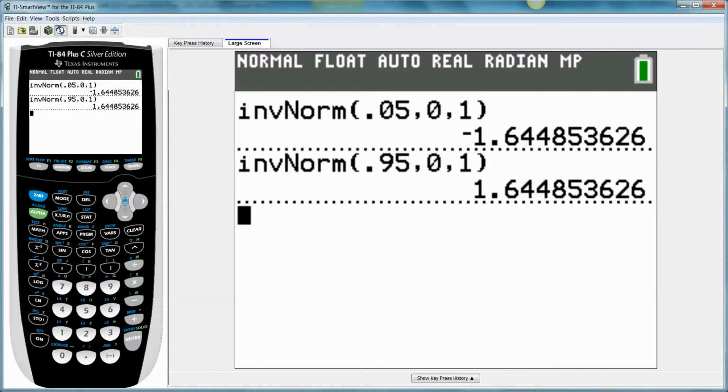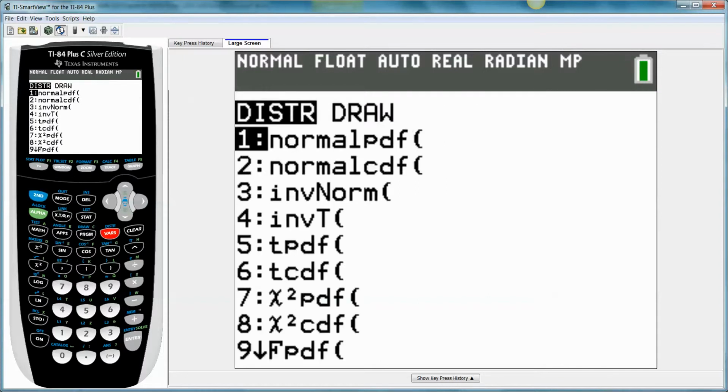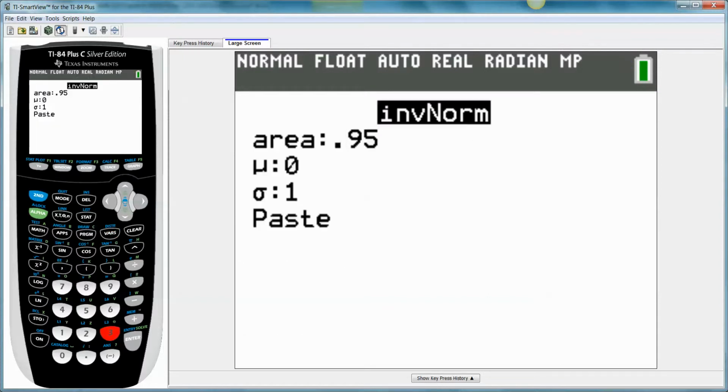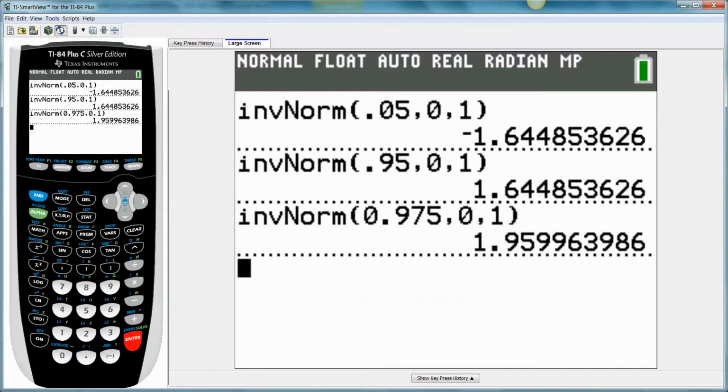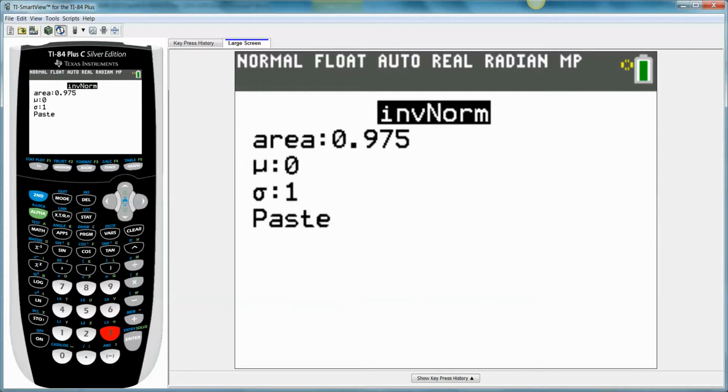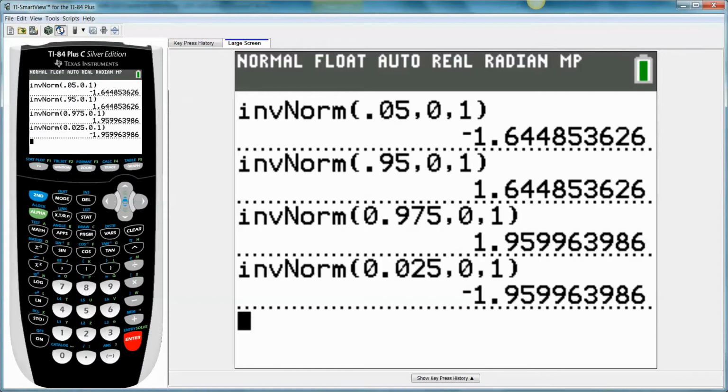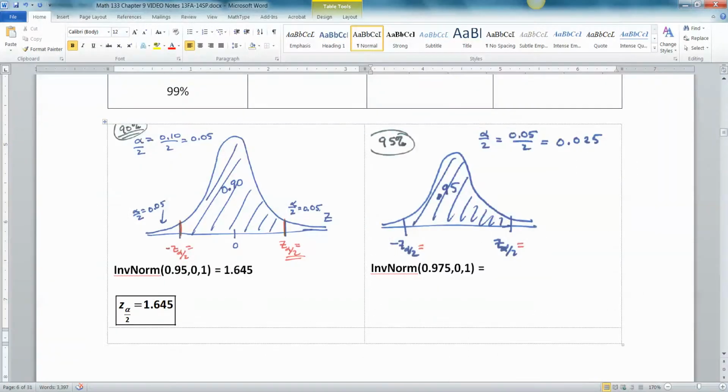So if we go second distribution, number 3, 0.975, down, down, down to paste, enter. And there you go, 1.96. And just to prove it to you, if you'd done 0.025, it would have been fine. It's just, it will make it so that it's the opposite. It's the negative of what you were looking for. There we go. Right? So 0.975 gets us 1.960 when you round it.